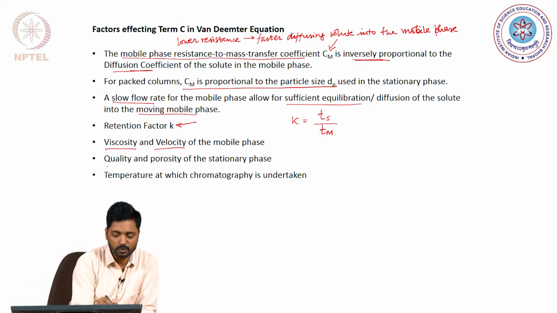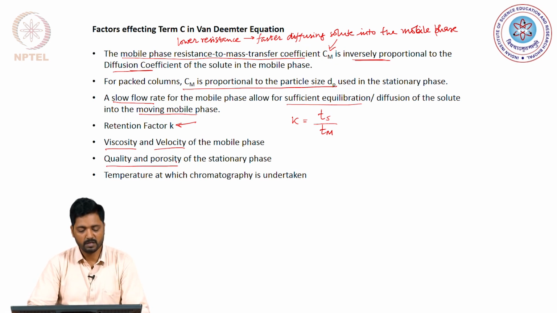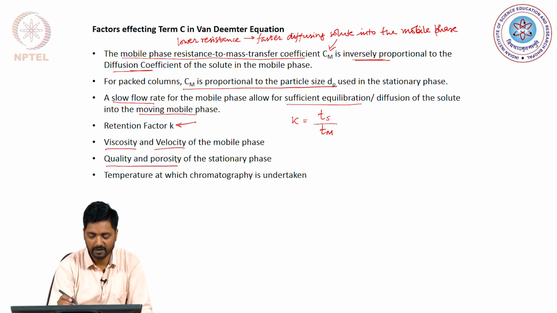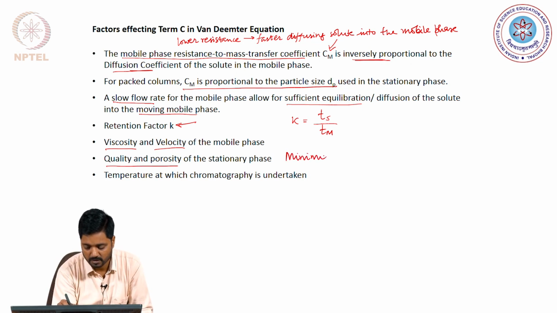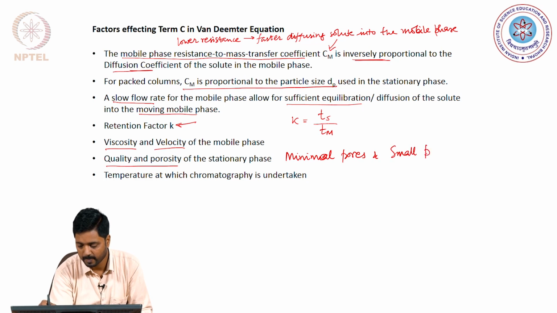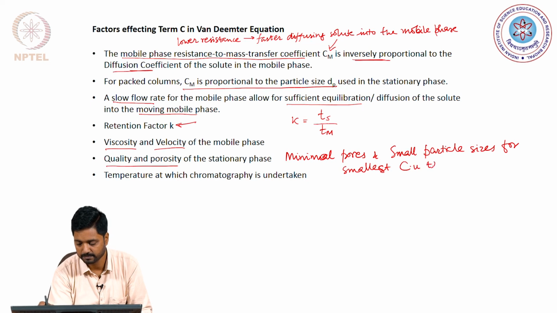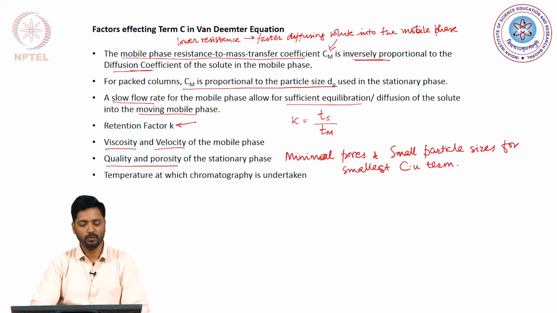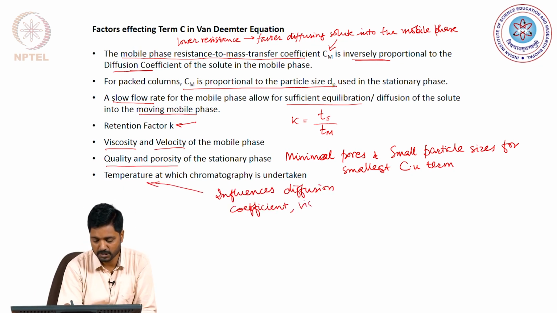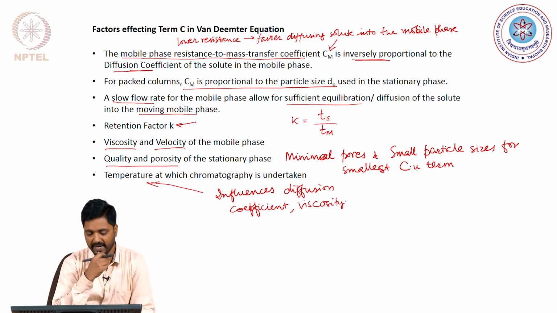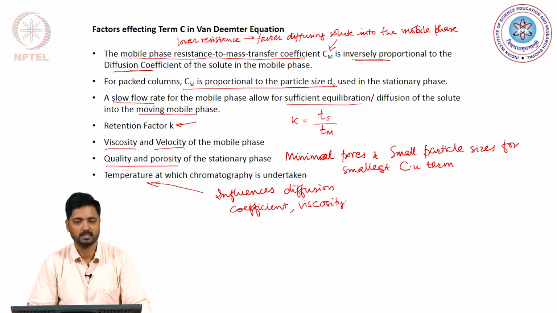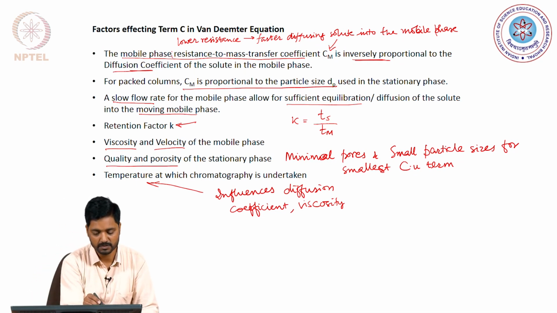Finally, the quality and porosity of the stationary phase becomes important. We would want to have minimal pores and small particle sizes for the smallest C into U term. And of course, temperature, it influences the viscosity of the medium, and both of these terms have their own influence on this resistance to the mass transfer coefficient.